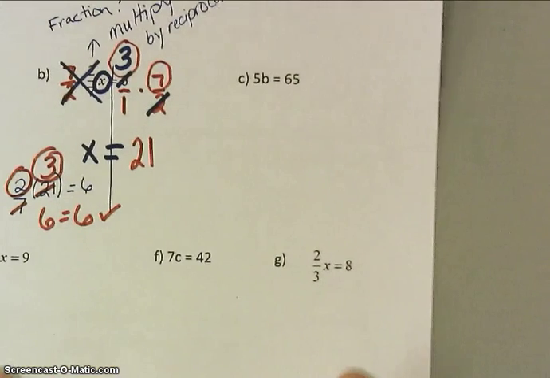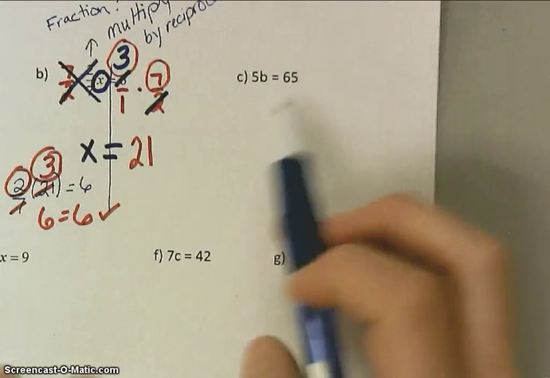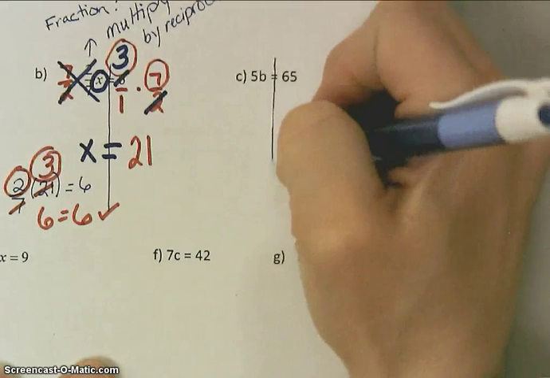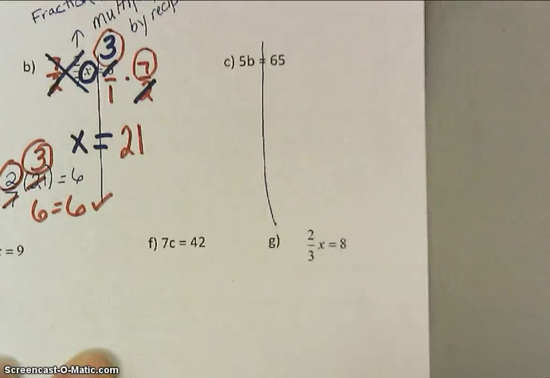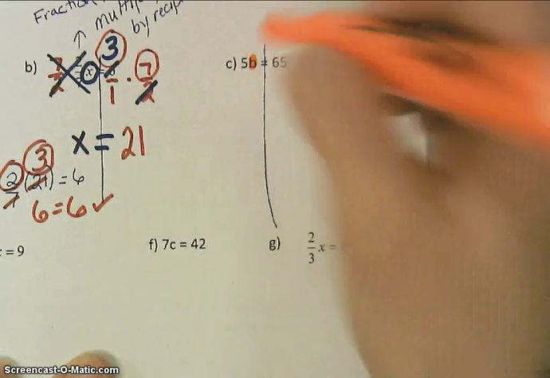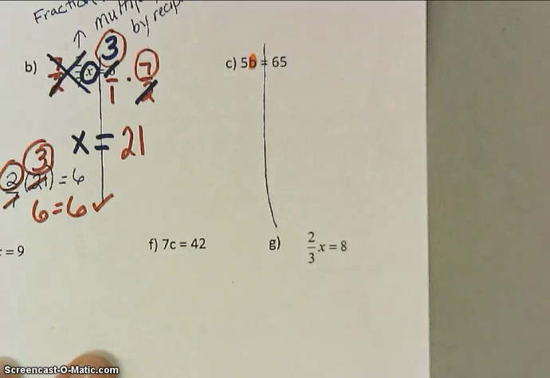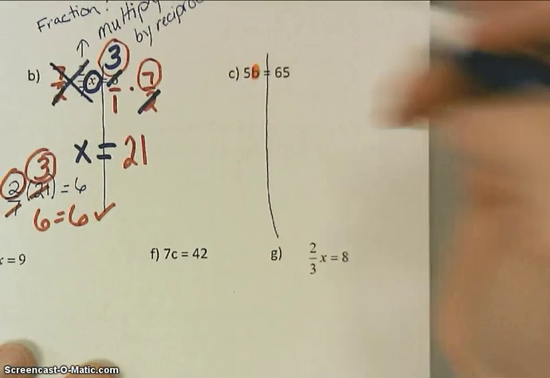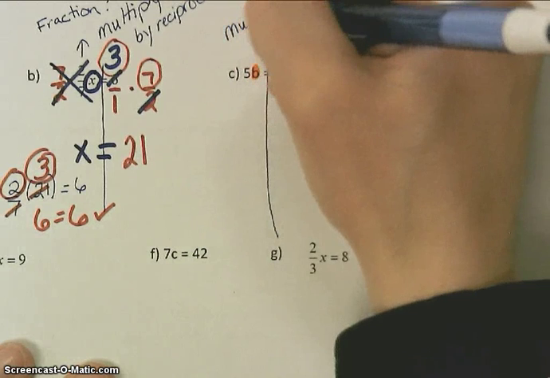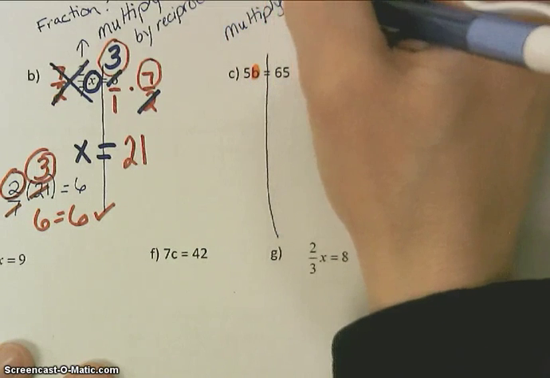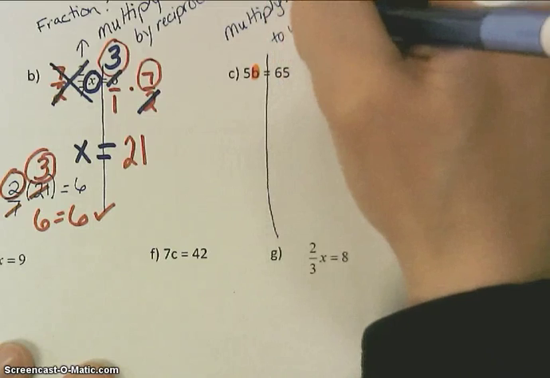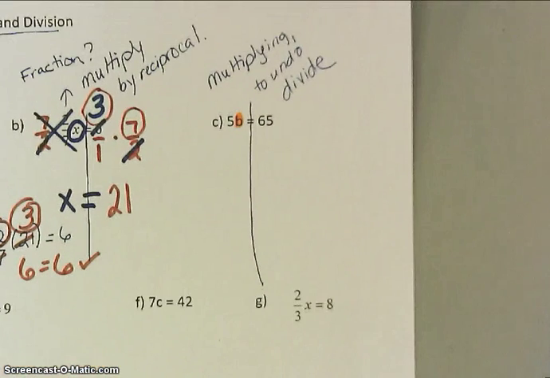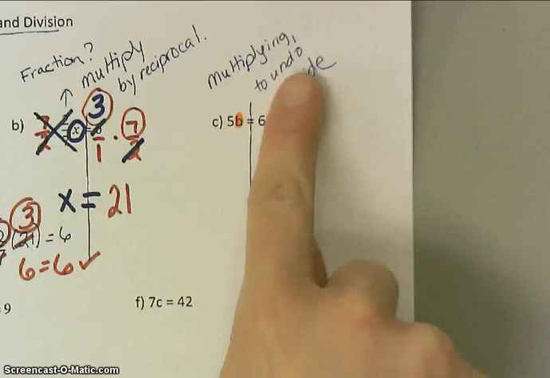Okay, so let's look at C. What's happening here? This says 5 times B equals 65. Well, let's draw our line. We're going to find where our B is. We're going to ask ourselves, well, what's happening to B? Well, we said 5 times B. So I'm multiplying. So multiplying, that's what we're doing. To undo, we're going to divide. So because I'm multiplying, to undo that, I have to divide.